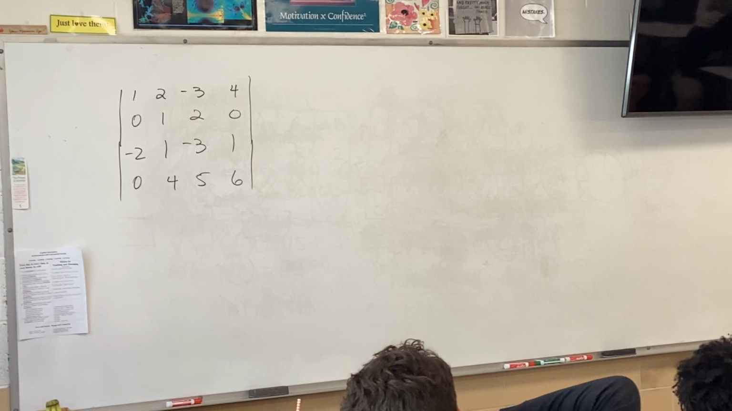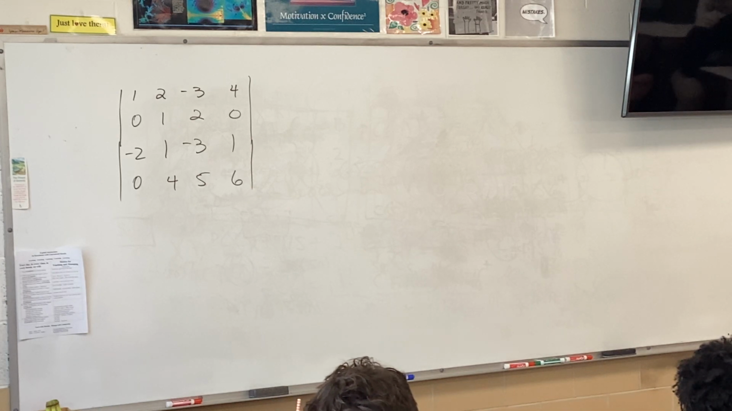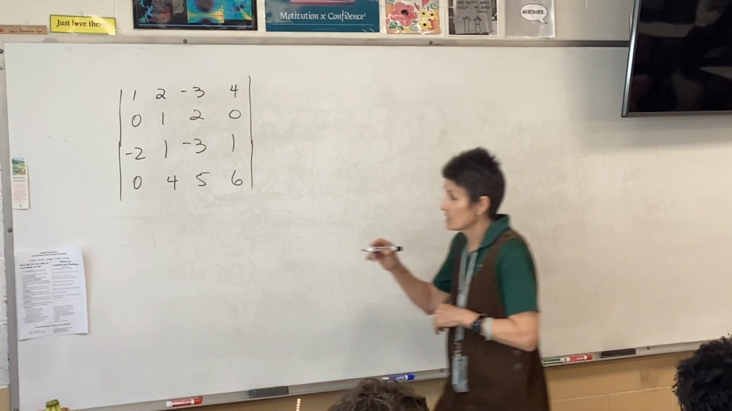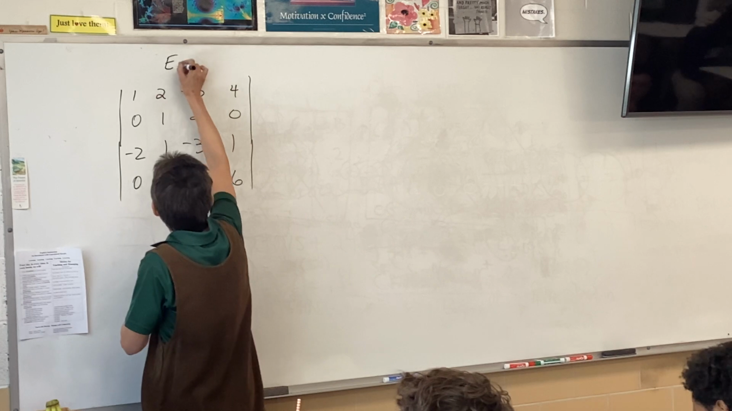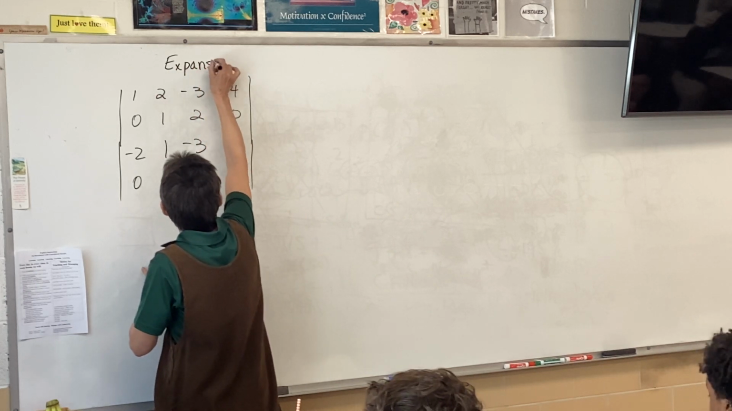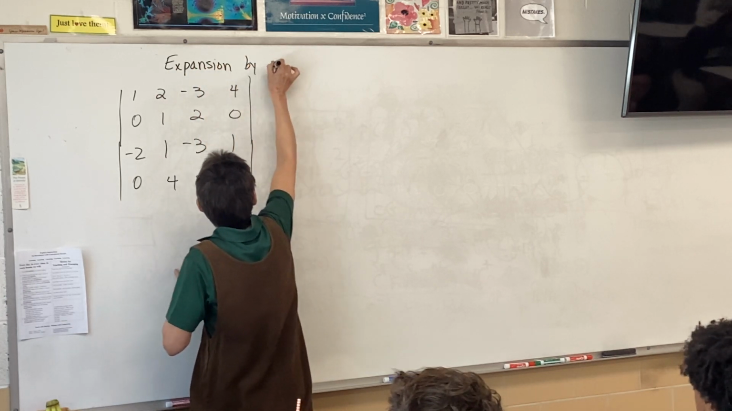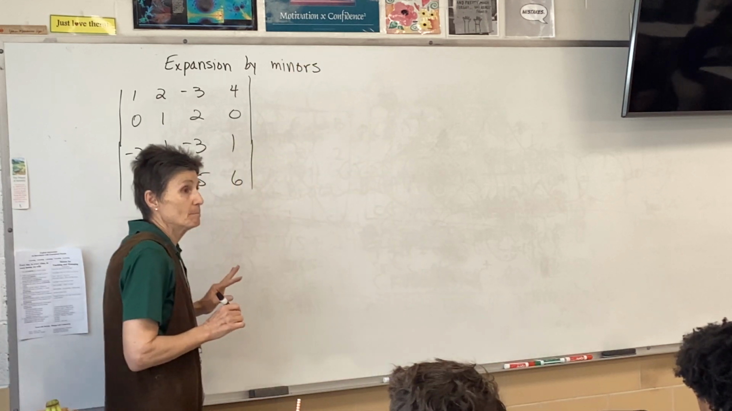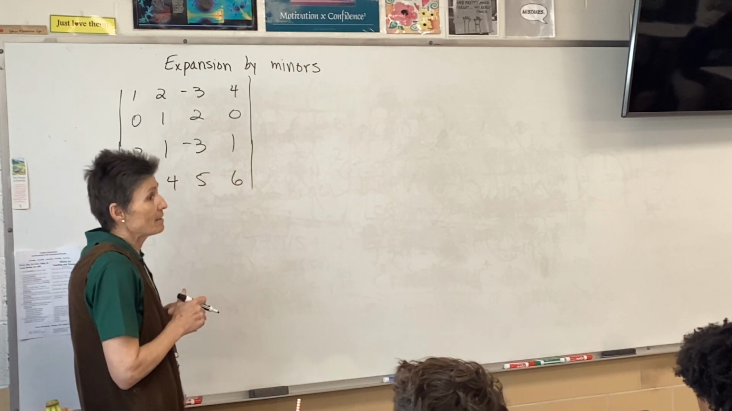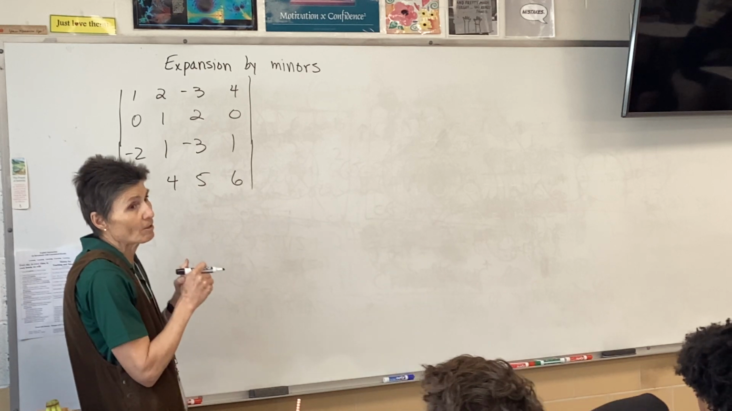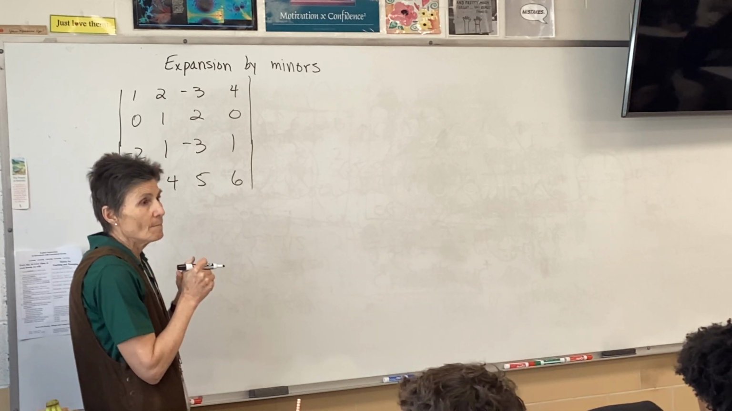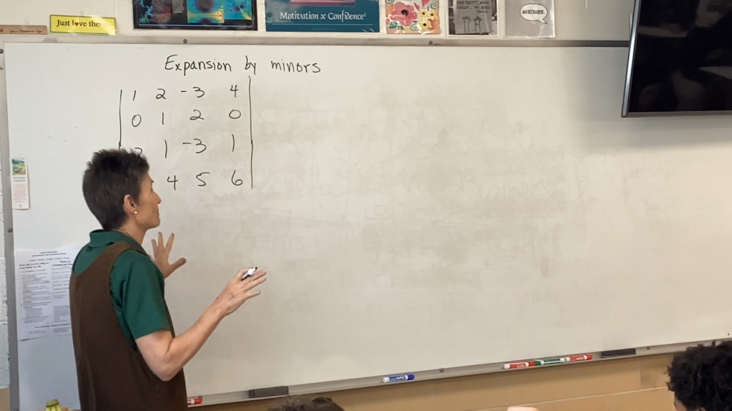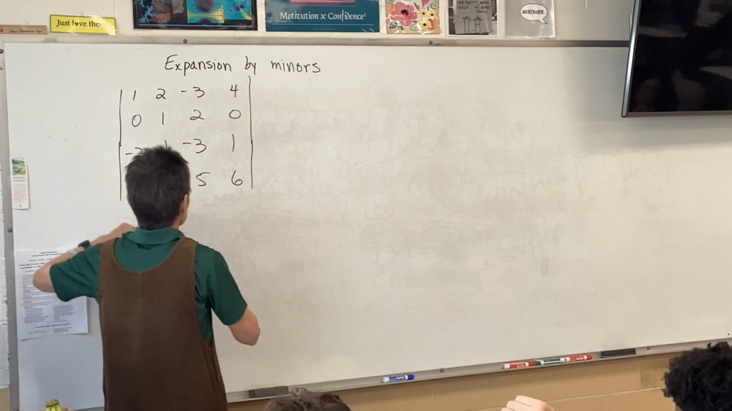All right? The process we're going to use is called expansion by minors. And when they say expansion, they are exactly right. This is a big, big, big problem. It's easy, but it's big. And you have to be so careful with your arithmetic, because one little mistake throws everything off. All right, so here's what we do.